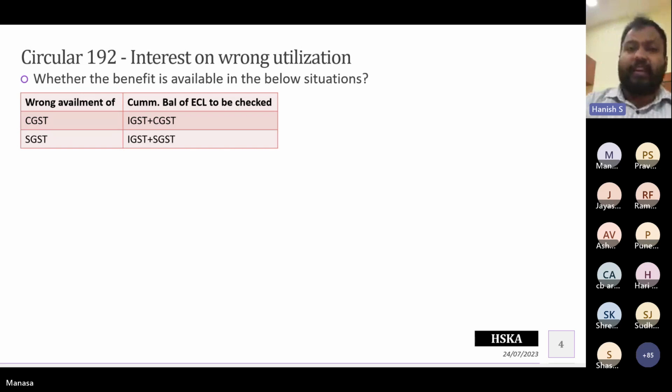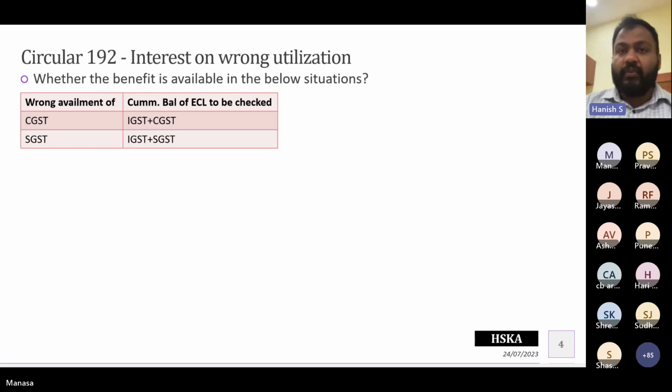In that case, whether I will be required to pay the interest or not, the circular does not clarify that. There are two ways of looking at it. One, the logic is that IGST is available for set off against CGST, SGST. So SGST is also available for set off against IGST. So going by this logic given by the circular, interest should not apply.